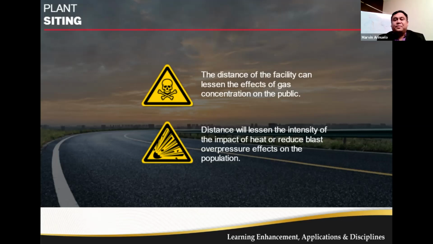Correct. Imagine if a toxic release were to occur, the distance of the facility can lessen the effect of gas concentration on the public and will allow time for evacuation of the neighboring population. If the hazard is a fire or explosion, the distance will lessen the intensity of the impact of heat or reduce blast overpressure effects on the population.